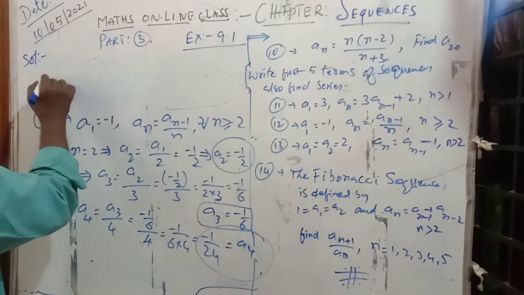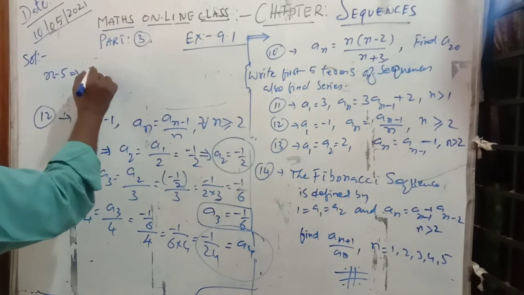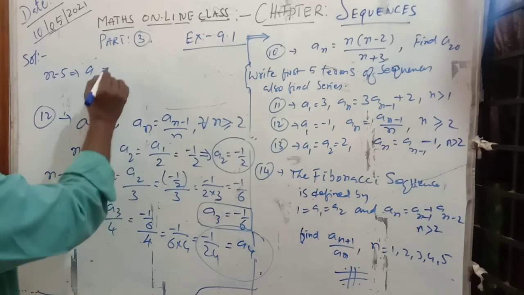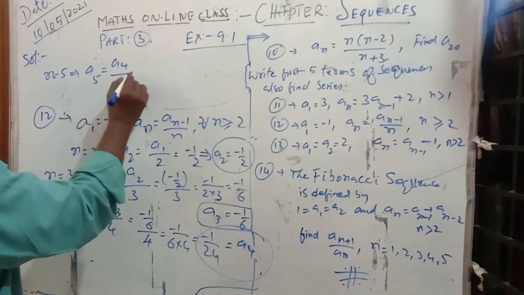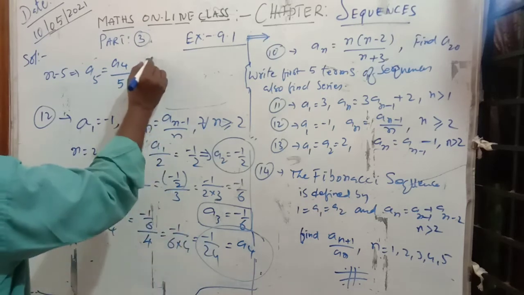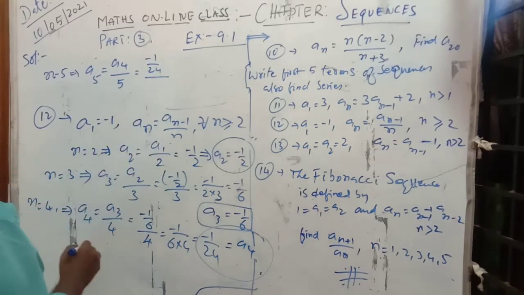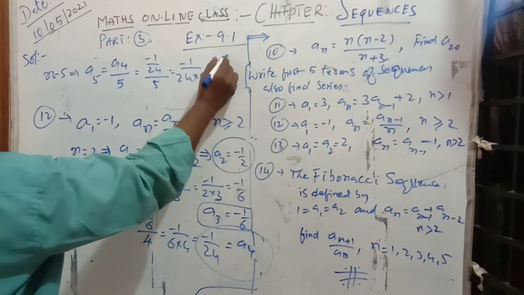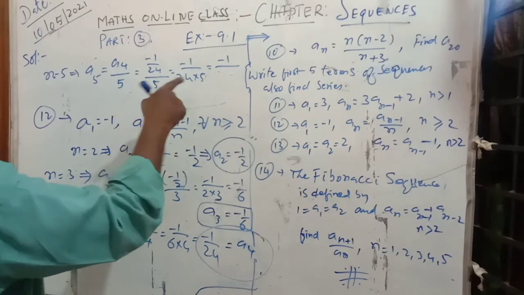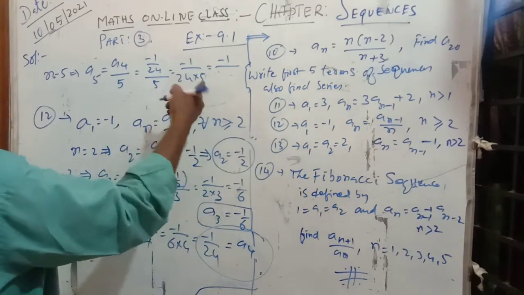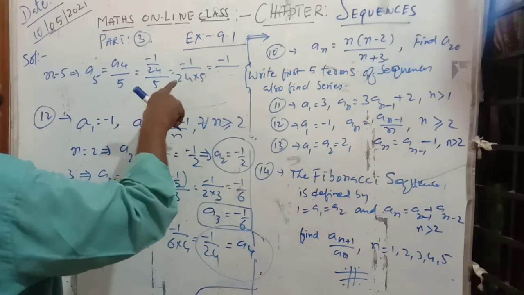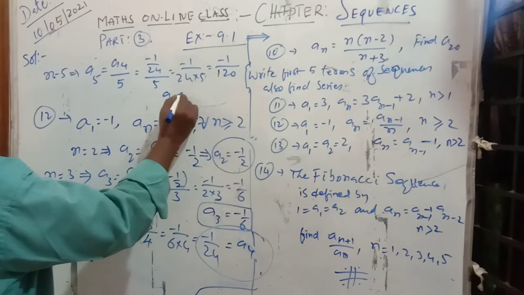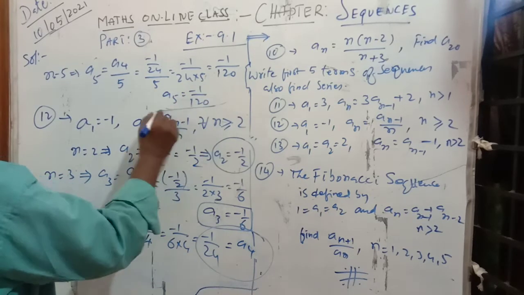And n is equal to 5. A5 is A4 by 5. What is A4? Minus 1 by 24 by this 5. Minus 1 by 24 into 5. Minus 1 by, 5 4s are 20, 5 20s are 100, 120 is there. So A5 is equal to minus 1 by 120.